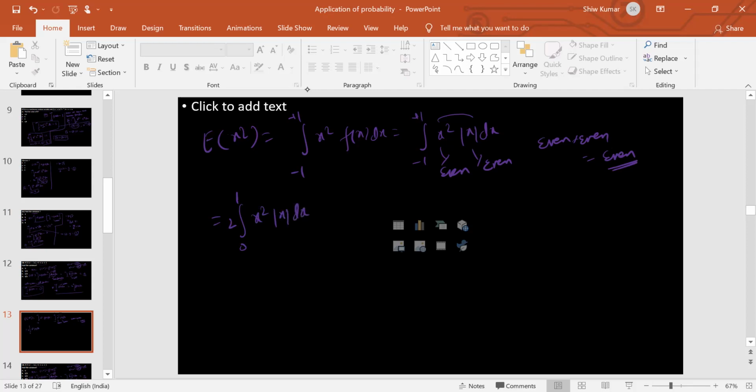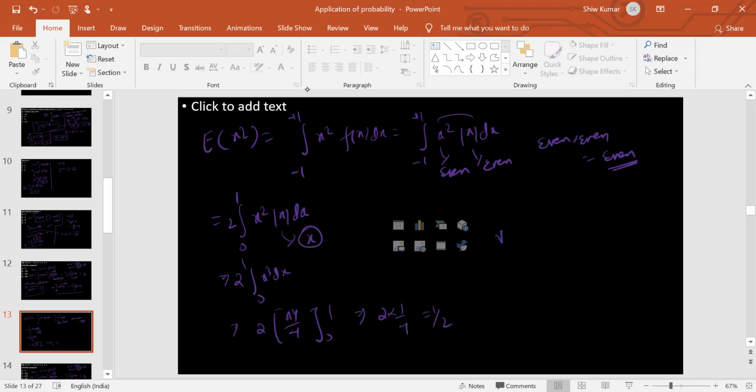And this mod x you cancel, and you write it in terms of x. From 0 to 1, this mod of x will always be x. So we can write x cube dx. And this x cube integration will be x to power 4 by 4, and put the limit here. If you put the limit, it will be 2 into 1 by 4, which is 1 by 2.